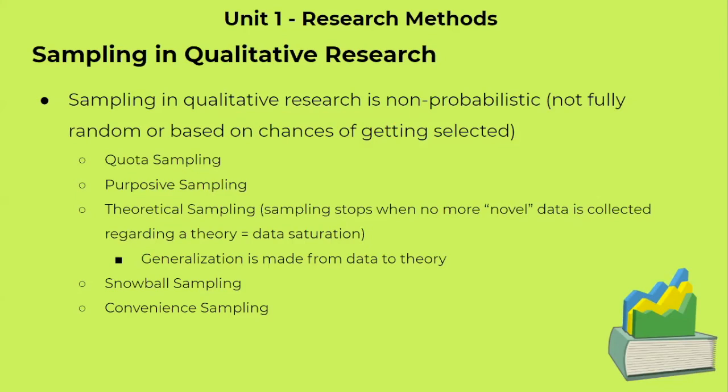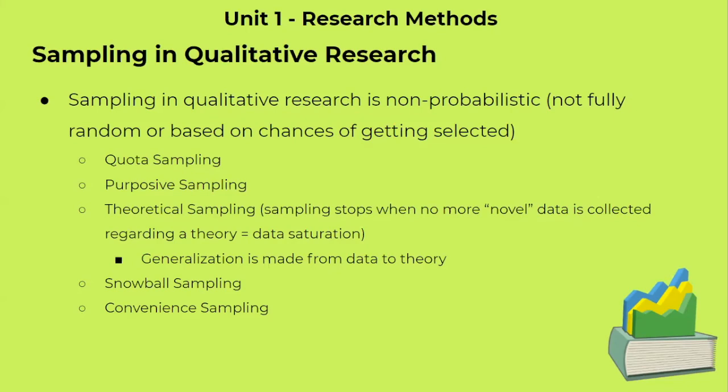Next is theoretical sampling. This is when you stop sampling when there's no more new data collected. This means that the data is saturated, like if you get more people, you won't get any more new information. That's basically what it is. So here the generalization is made from a data piece or pieces of data to a broader theory.